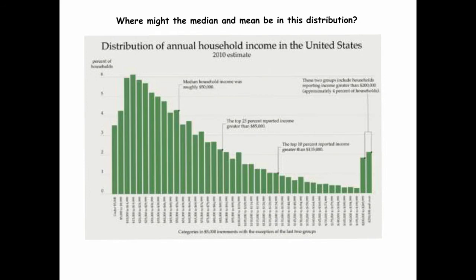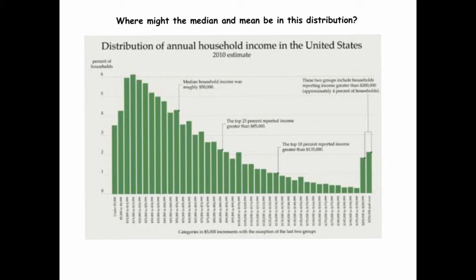So just as a little exercise, and again, I apologize for the poor granularity of this picture, but I found this distribution, probably on Wikipedia. This is the distribution of annual household incomes in the United States from 2010. It's an estimate. Now the y-axis is a percent of households, so it's not actual counts. It's more like a relative frequency histogram.